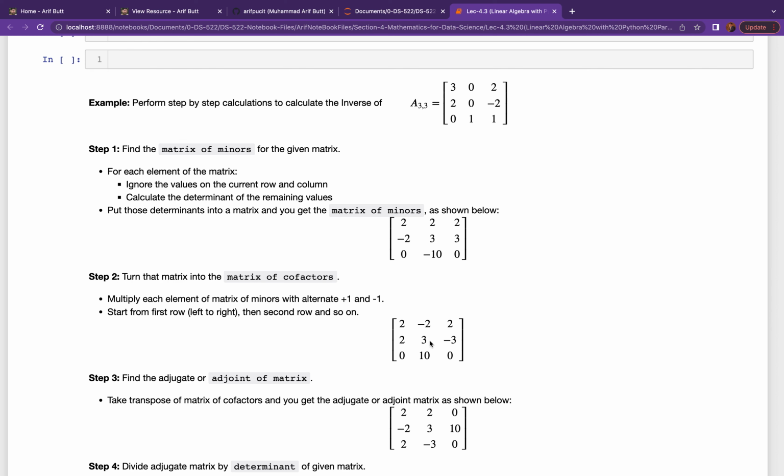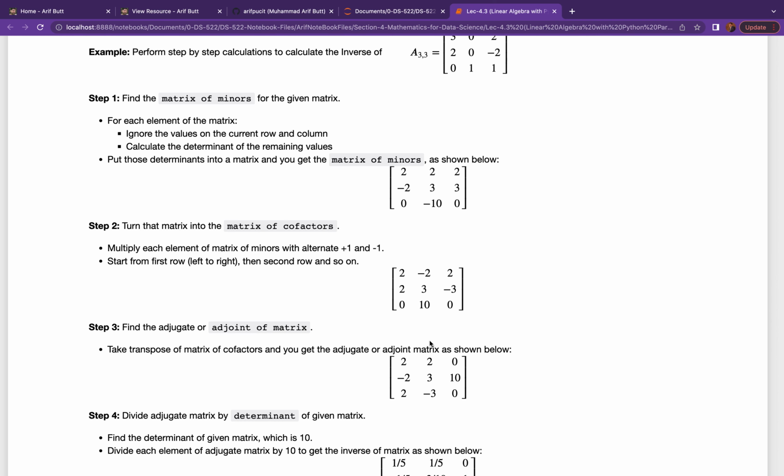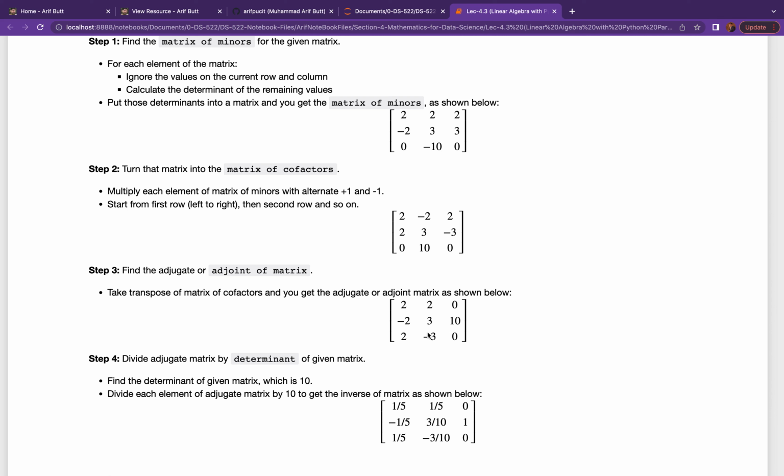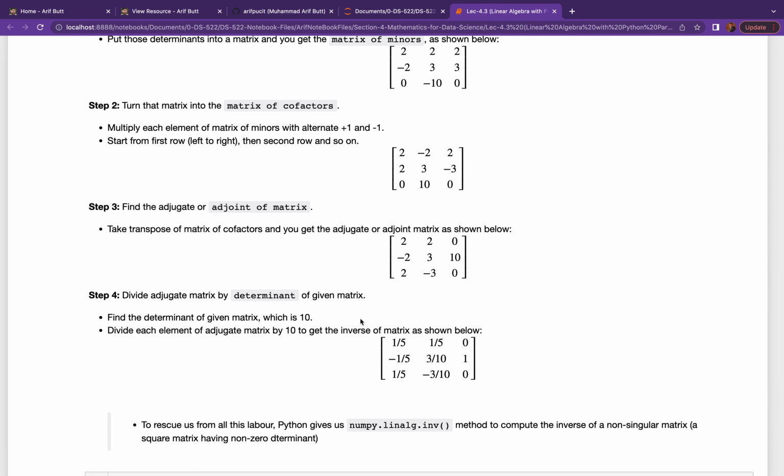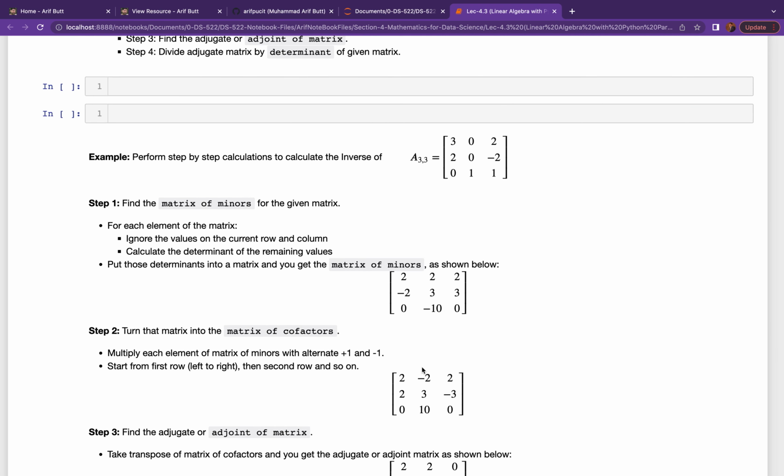And then we find the adjoint of the matrix. To find the adjoint of the matrix, you take the transpose of matrix of cofactors. So 2, minus 2, 2. This row has become this column. The second row has become second column, and the third row has become this column. And then we divide this adjugate matrix by the determinant. You find the determinant of this matrix, which is 10, and you divide each element of this matrix with 10, and you get this. So this is how we calculate the inverse of our 3 by 3 matrix.